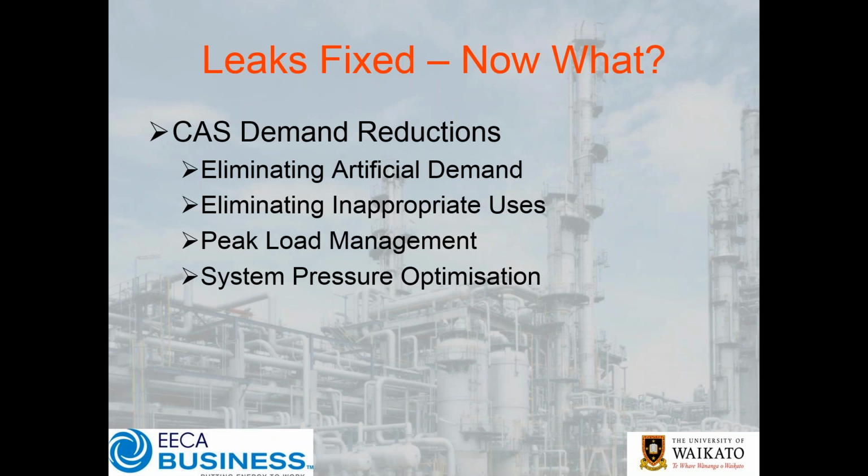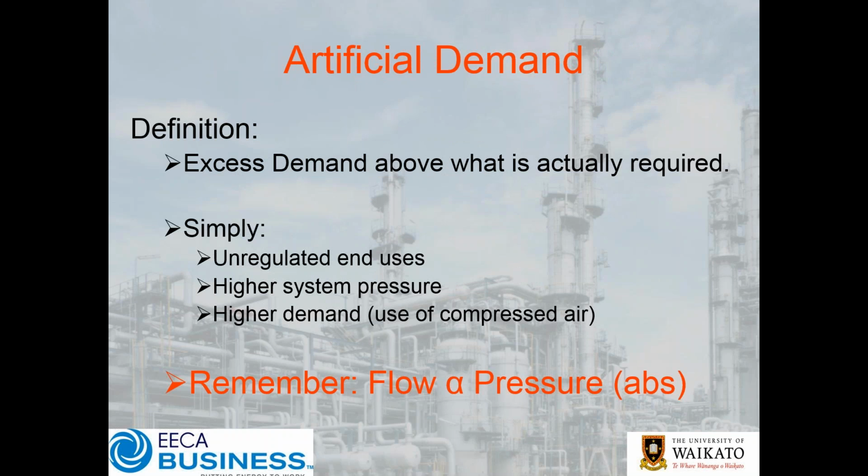So eliminating artificial demand and then eliminating inappropriate uses, managing our peak loads, and then ultimately dropping our system pressure. So let's start with artificial demand, and we'll start with a very simple definition. We define it as an excess demand above what is actually required. So what does this really mean?